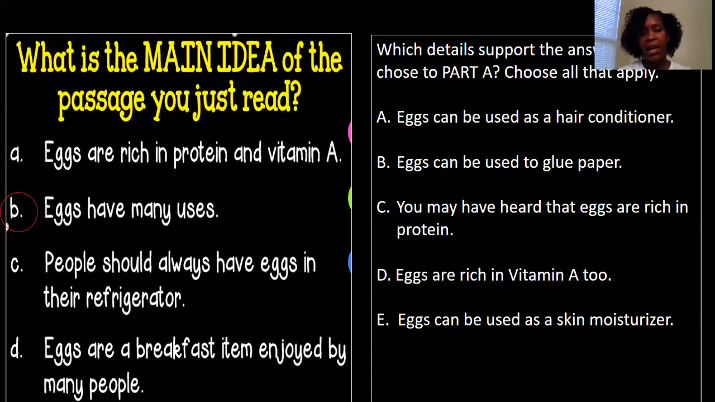E, eggs can be used as a skin moisturizer. Again, I see clue words. Eggs, used, skin moisturizer. So the answer choices that I'm going to go with for this one have to be A, B, and E.